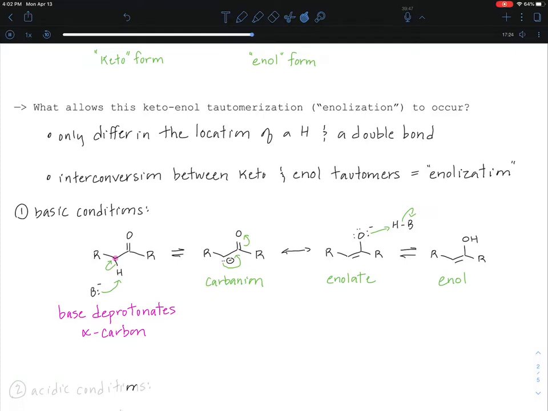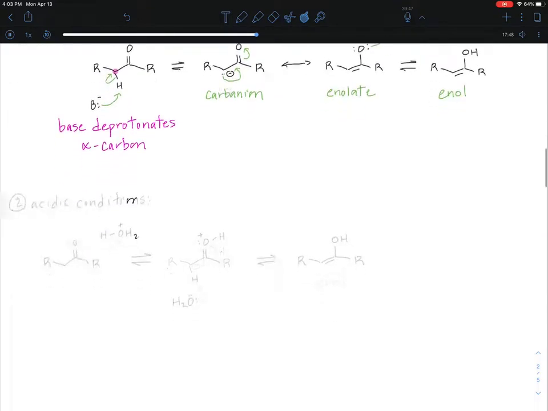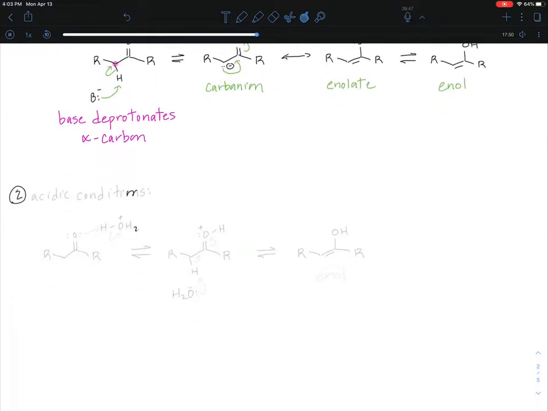So the enolate, in other words, is going to contribute more to the resonance hybrid because the oxygen is better able to support the negative charge than the carbon. So you have a carbanion, it's in resonance with an enolate. The enolate is going to be the contributing resonance structure when you do chemistry with this. In acidic conditions, things are similar but just a little different. So we have acidic conditions.